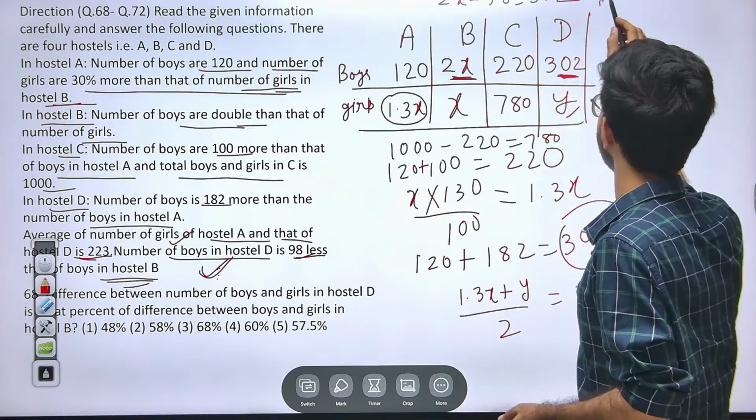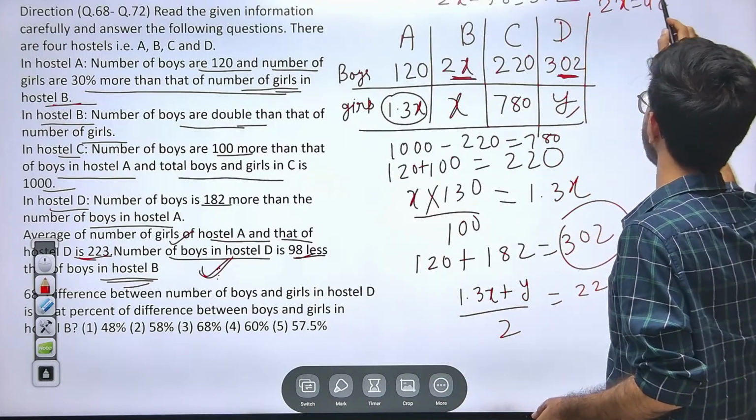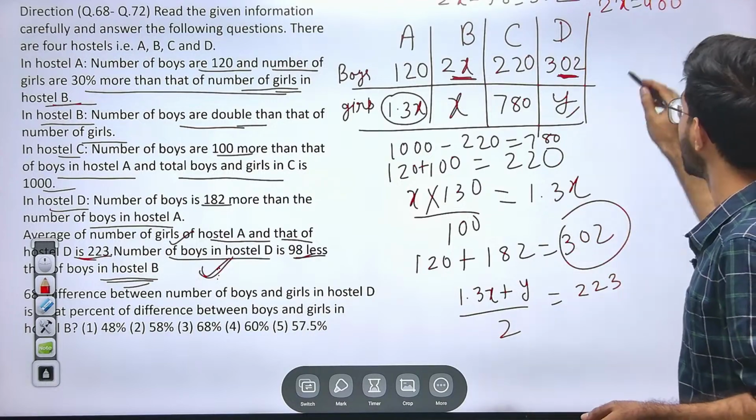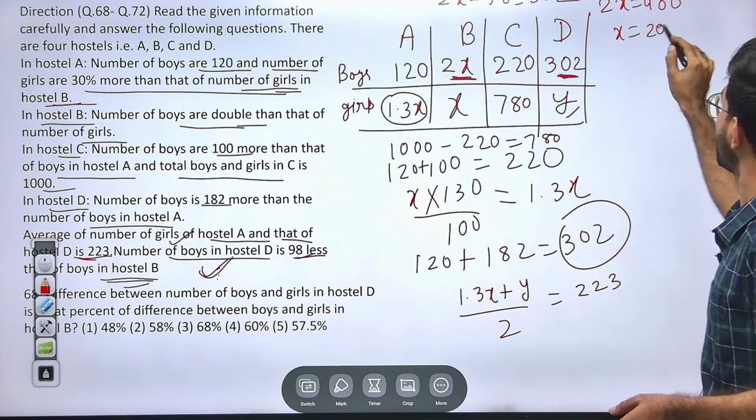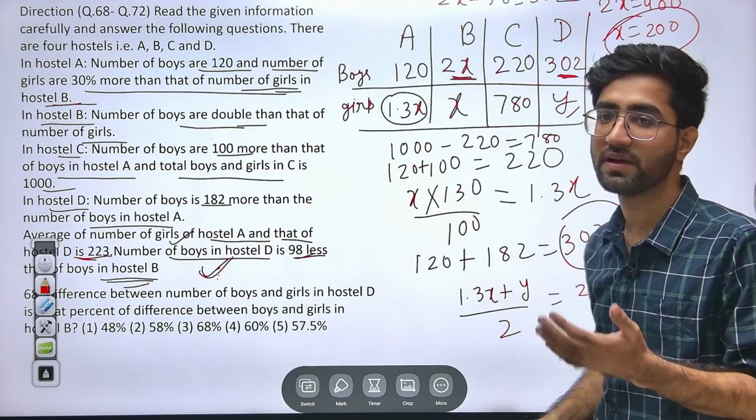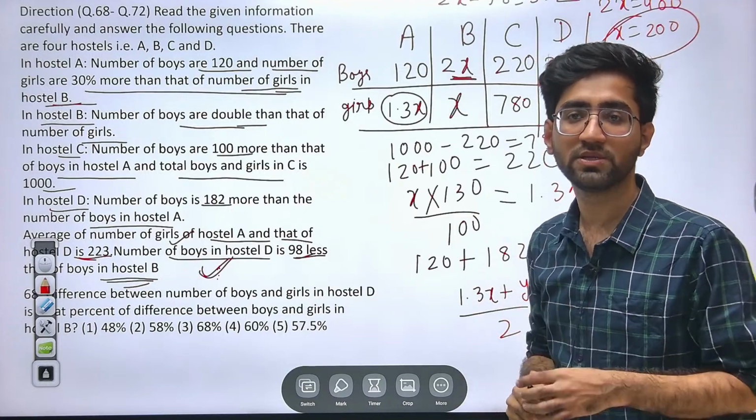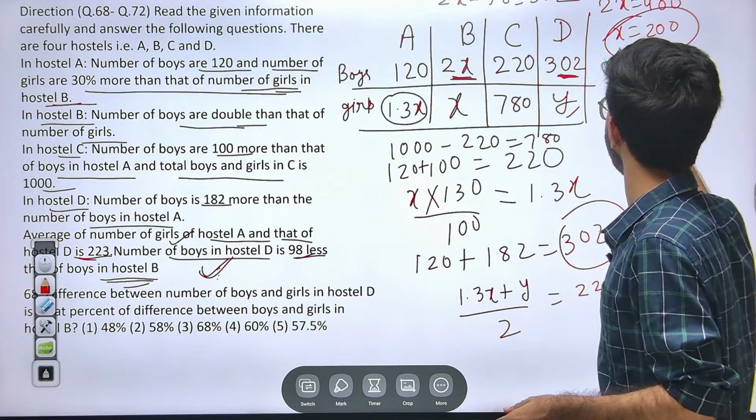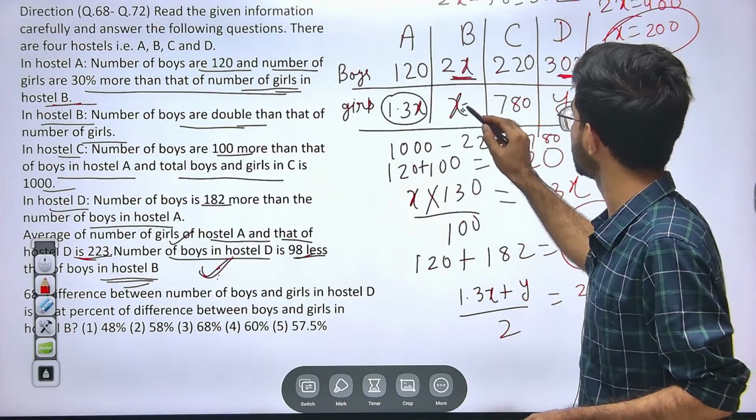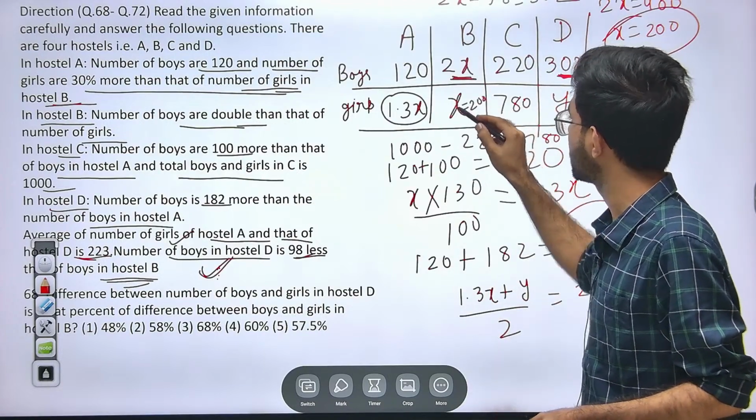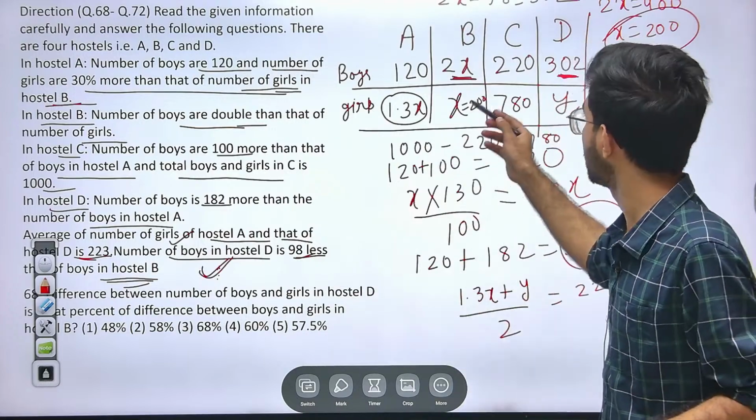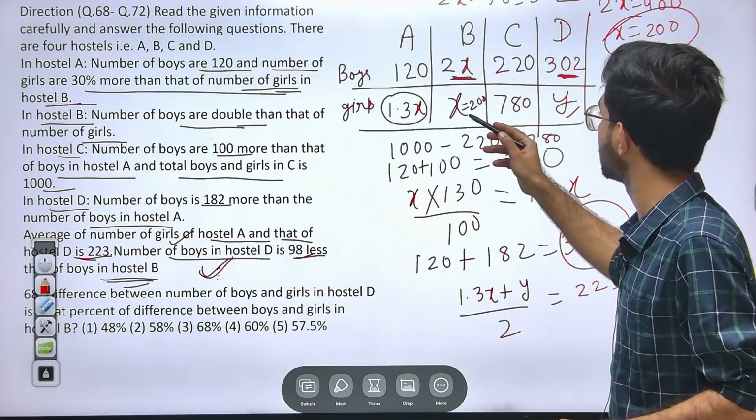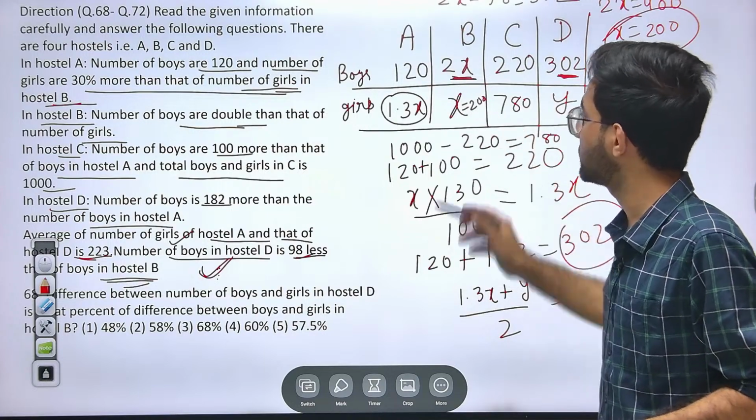So basically you can say 2x equal to 400. So basically x equal to 200. Now we know the value of x. If the value of x is 200, can you say that this value is also 200? Why? Because this value is x. Now we have found the value of x, that is equal to 200. So obviously this value is also equal to 200.